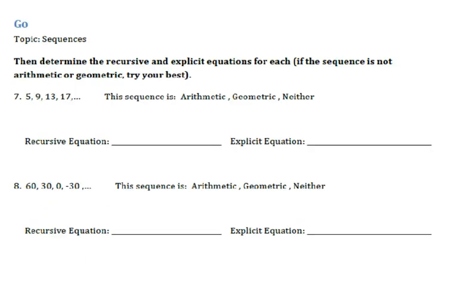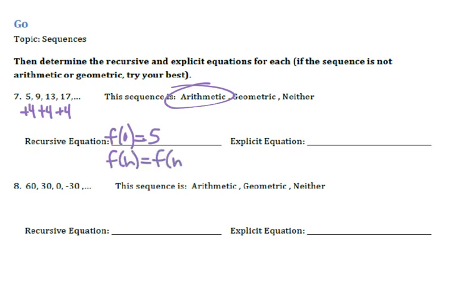So, 5 to 9, we're adding 4. 9 to 13, adding 4. 17, we're adding 4. So definitely arithmetic. Now recursive, where did we start? We started with 5. Then our next term takes our previous term and we add 4 to it.